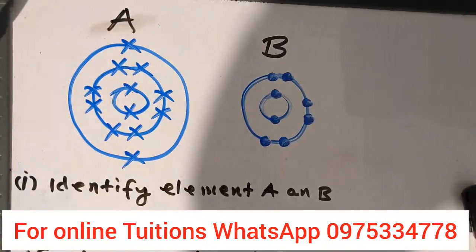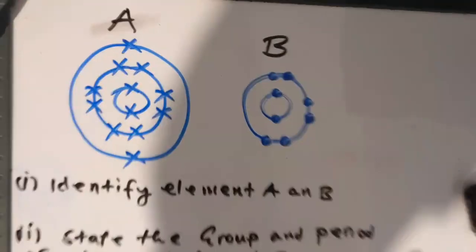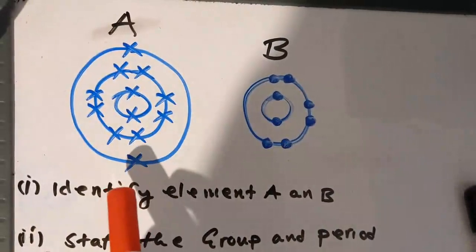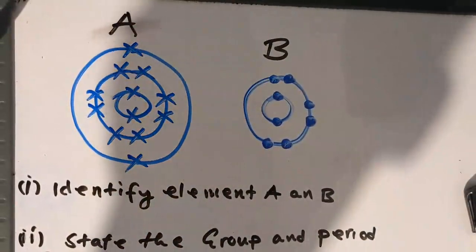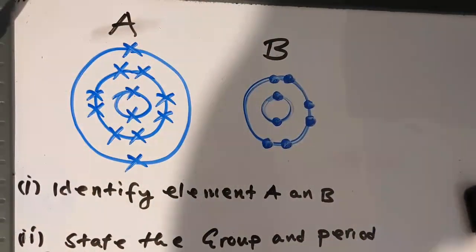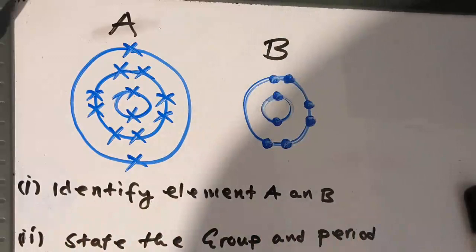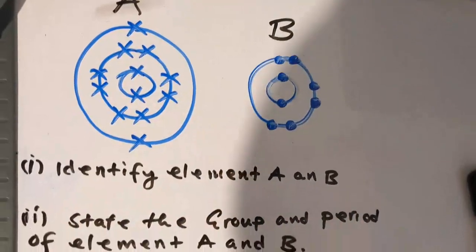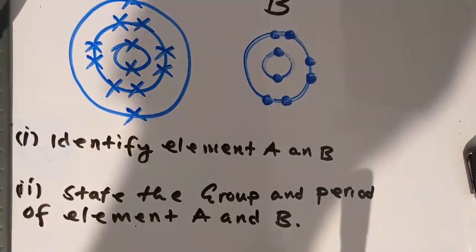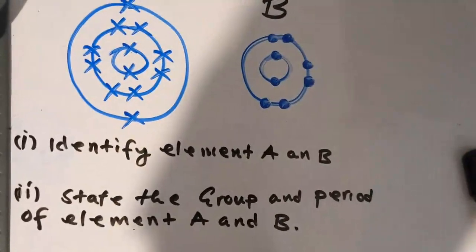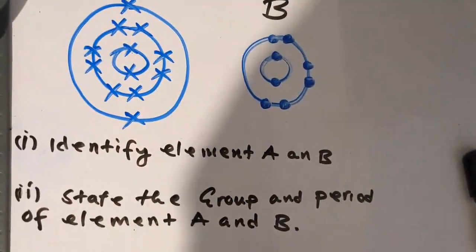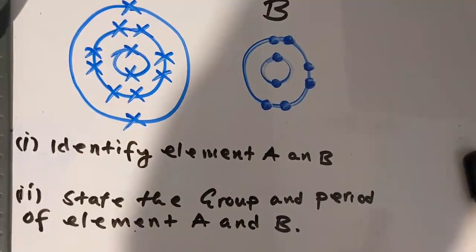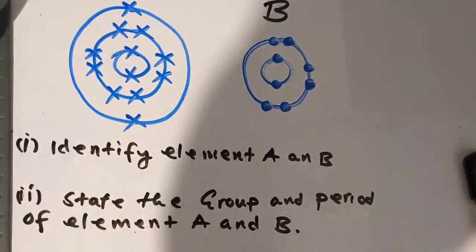All right, so this is an exam question. Let's start. So we have the element A as well as the element B, okay? So now the question is saying that identify element A and element B. That is the first question. And the second question is actually telling us to state the group and the period of element A as well as B. So how do you do that?